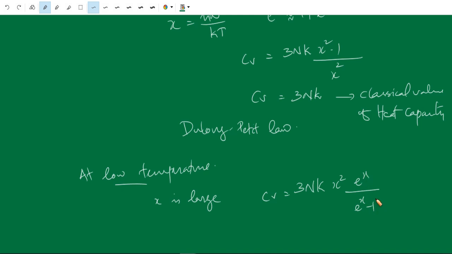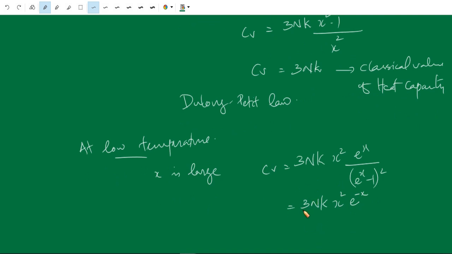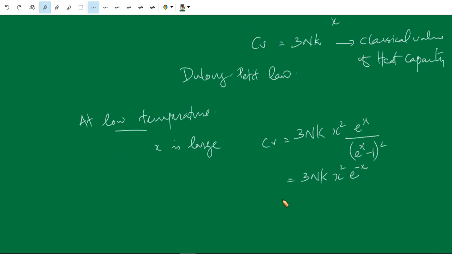So e raised to x divided by e raised to x square is e raised to minus x. So this will be 3nk x square e raised to minus x. Okay. So at low temperature, the heat capacity exponentially decreases. At low temperature means x is large. When x is large, the heat capacity exponentially decreases.